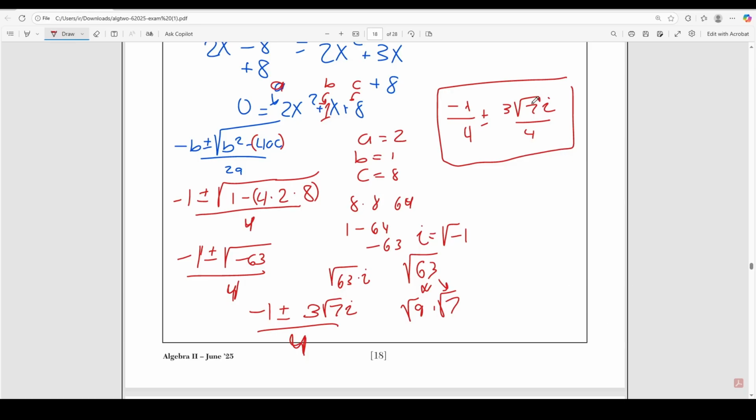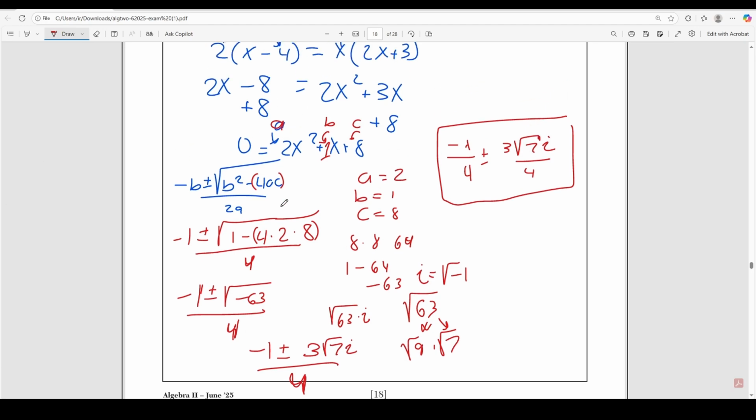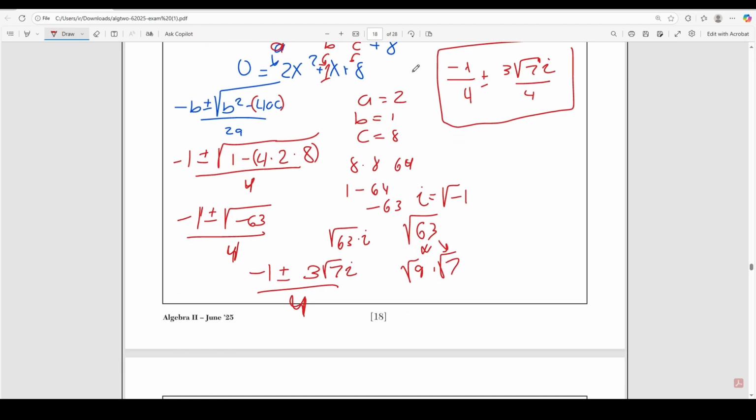So there were just 2 steps. The first step was to combine everything together. The second step was to use the quadratic formula. And if you want to consider this a third step, you just needed to simplify that radical by taking out the i and by taking out a perfect square. Never forget that part.